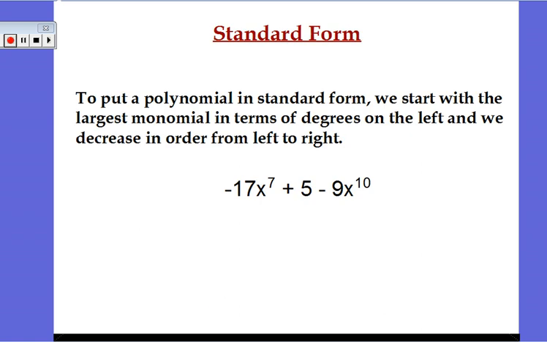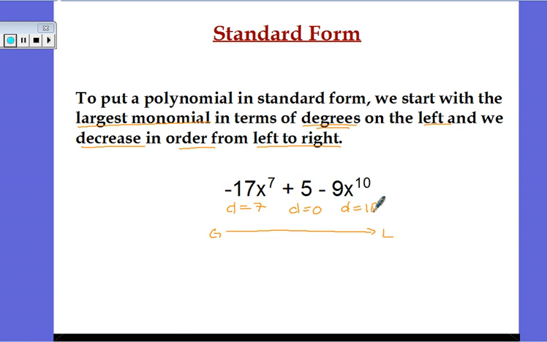If we're putting a polynomial in standard form, we have to start with the largest monomial in terms of its degree on the left, and then we decrease in order from left to right. My first term here, its degree is 7. My next term, its degree is 0 because it's a constant, and the last term, its degree is 10. So we want to put them in order, again, greatest to least.